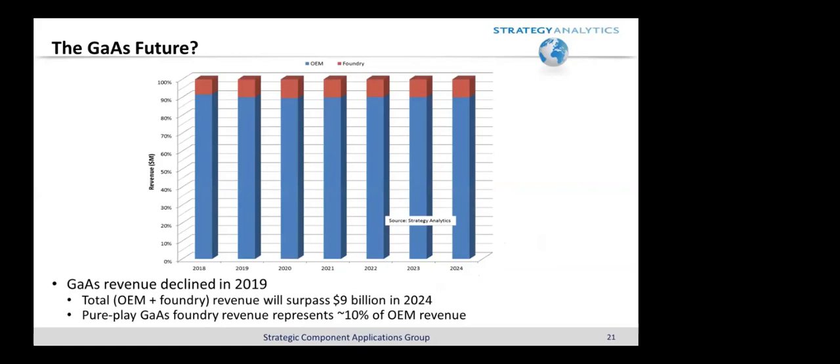Another pre-COVID-19 forecast that has GaAs revenue surpassing $9 billion in 2024. I'm in the middle of making a best guess at the effects of the virus, so stay tuned for that. But I think the demand fundamentals remain strong. So we'll get there, but things are likely to be delayed a bit. And it's also interesting to note that GaAs foundry revenue runs about 10% of OEM revenue. So that's a healthy segment that I expect will continue to grow.